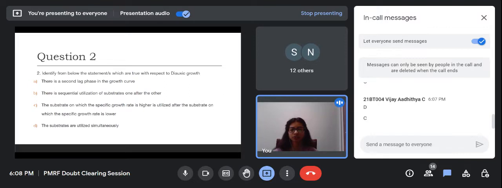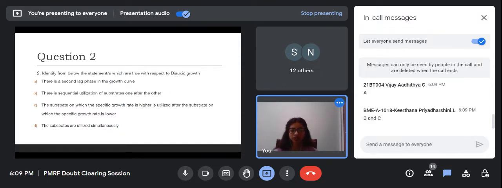Alright. So question number 2 is: identify from the below statements which are true with respect to diauxic growth. The options are: there is a second lag phase in the growth curve; there is a sequential utilization of substrate one after the other; the substrate on which the specific growth rate is higher is utilized after the substrate on which the specific growth rate is lower; and the substrates are utilized simultaneously. So, what do you think is the answer to this?